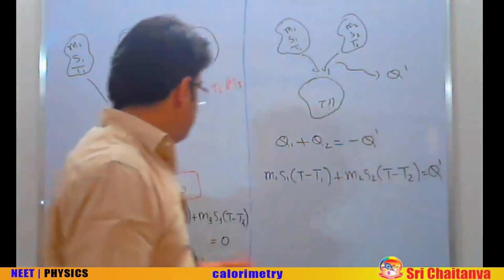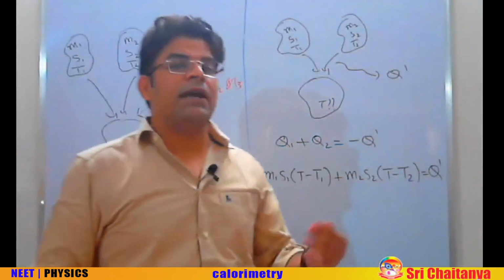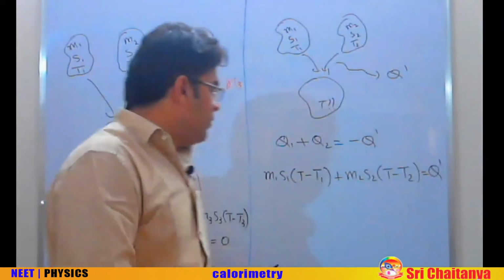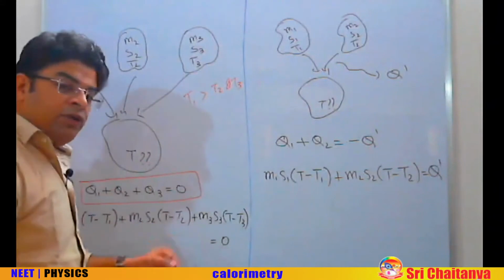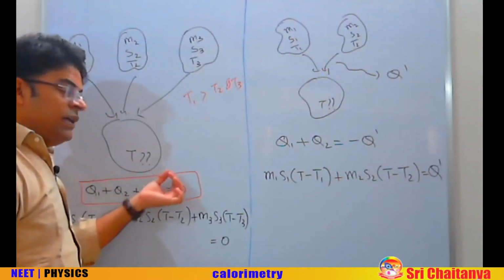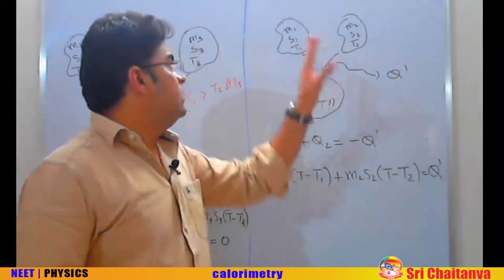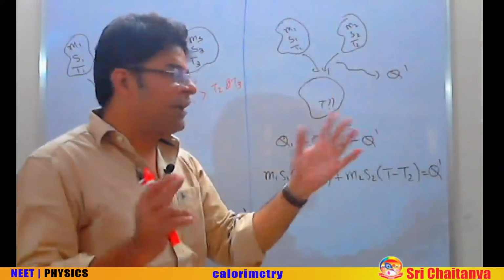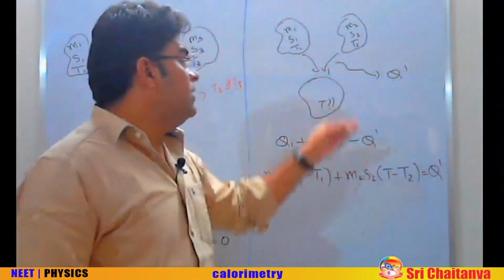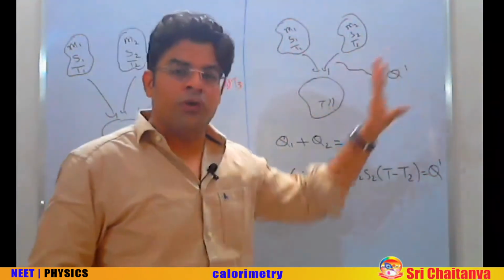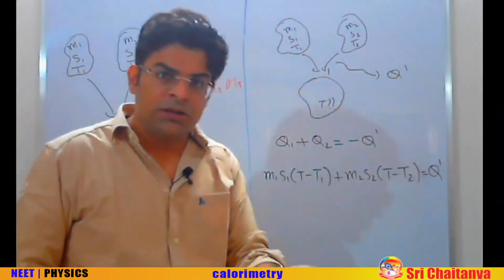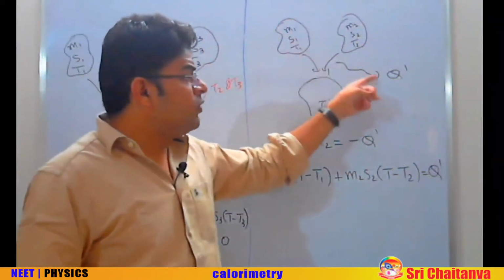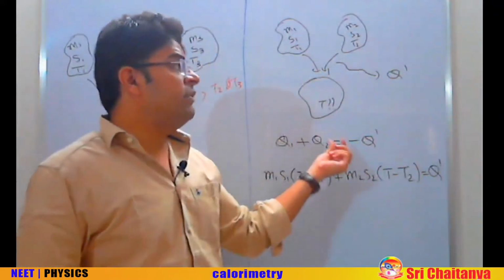Why do I use this particular method rather than the method that is most commonly used, that heat lost by one equals heat gained by another? Because if there is no external heat given, you write heat given to 1 plus heat given to 2 plus heat given to 3 equals 0. But what if they say there are two substances, first having mass m1, specific heat s1, temperature t1, second m2, s2, t2, they are mixed. And in the mixing process, there is a loss of heat amount q dash. A q dash amount of heat has been lost by the system. Then how to write the equation? Then you write, if q dash amount of heat has been lost, then heat given to 1 plus heat given to 2 equals minus q dash.